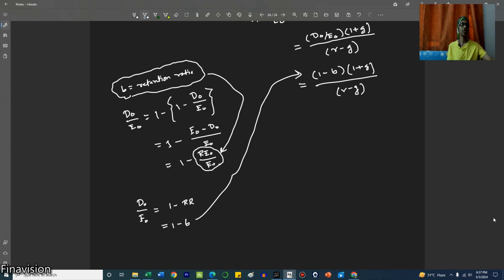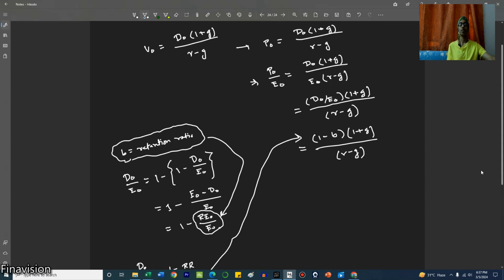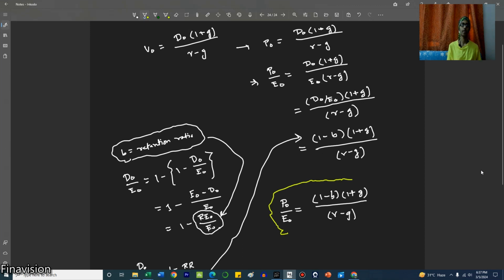So one of the expressions of Gordon growth model in terms of current PE, this is current PE because we are using the last reported earnings, right? Last reported dividends by last reported earnings is the retention ratio here. So P0 by E0 is equal to 1 minus B into 1 plus G by R minus G. This is one of the expressions in terms of E0. Okay.